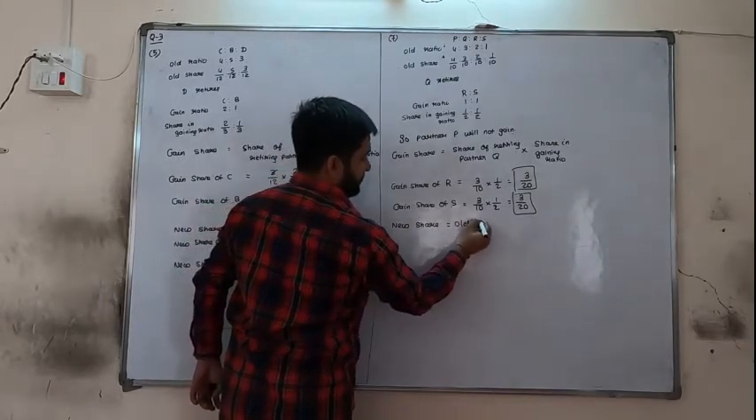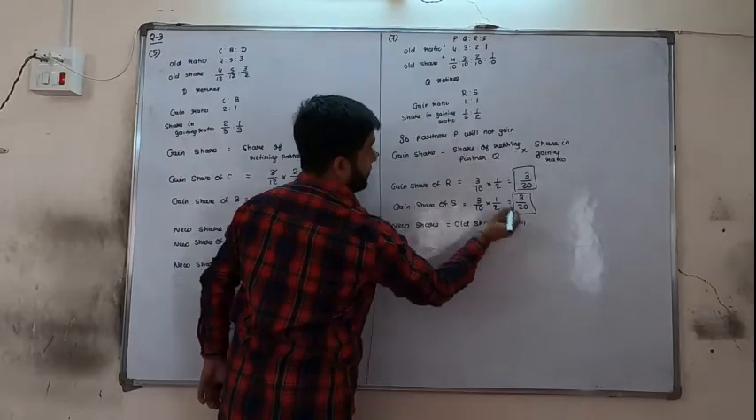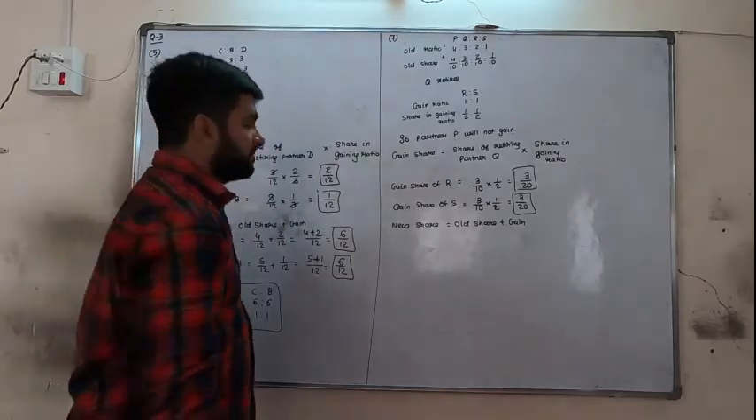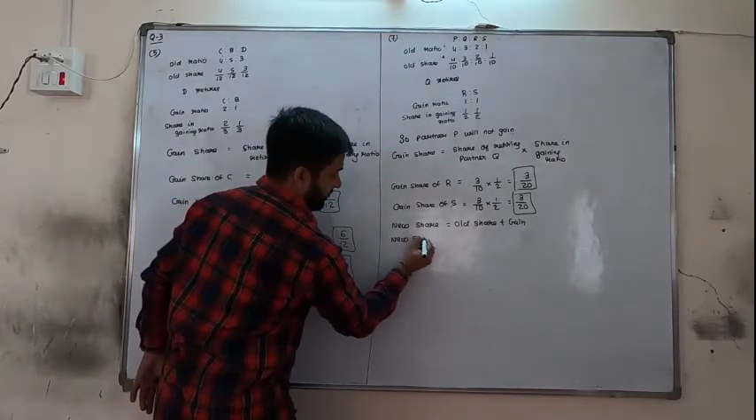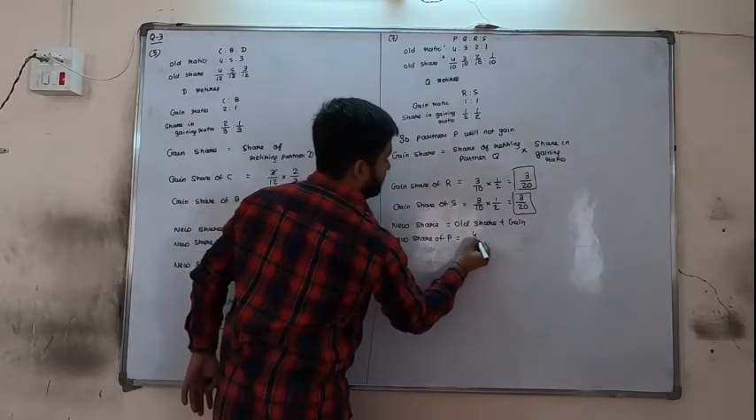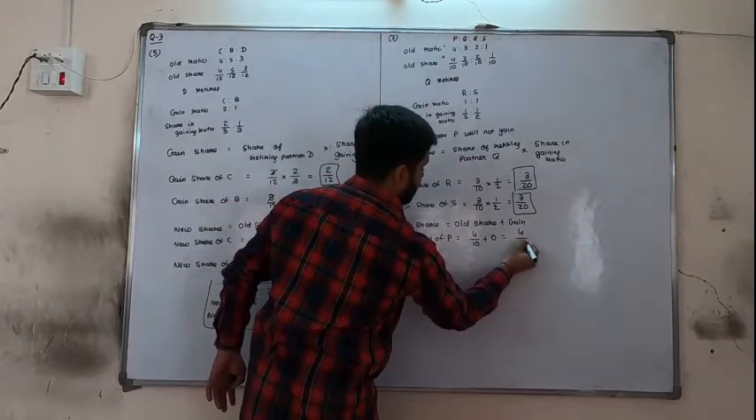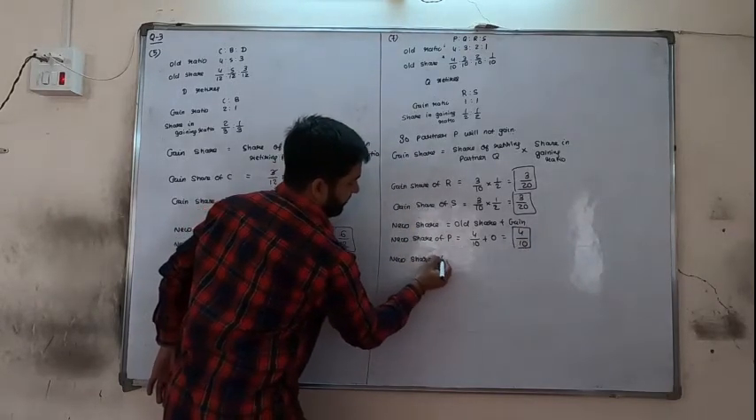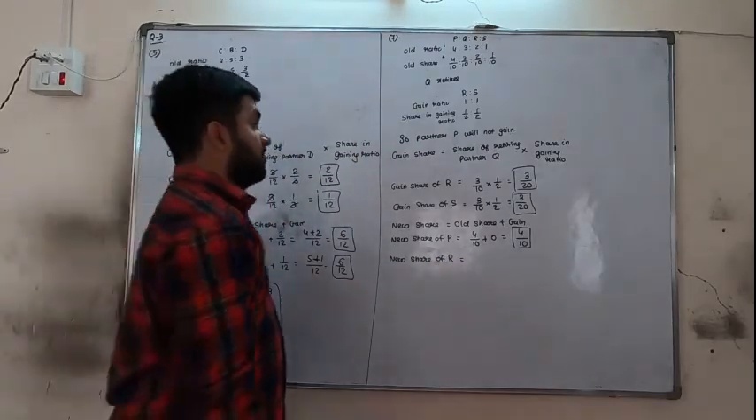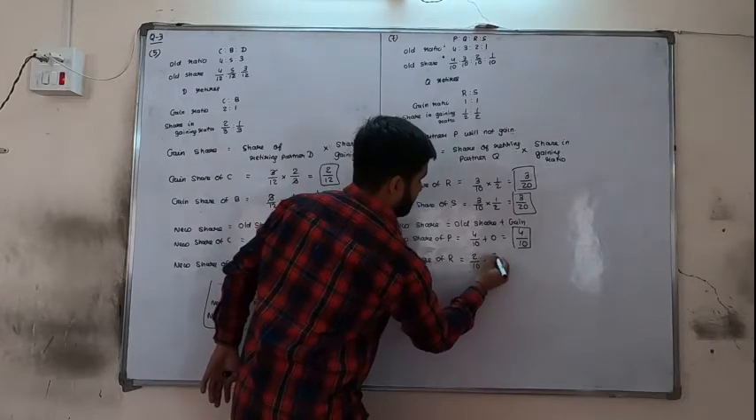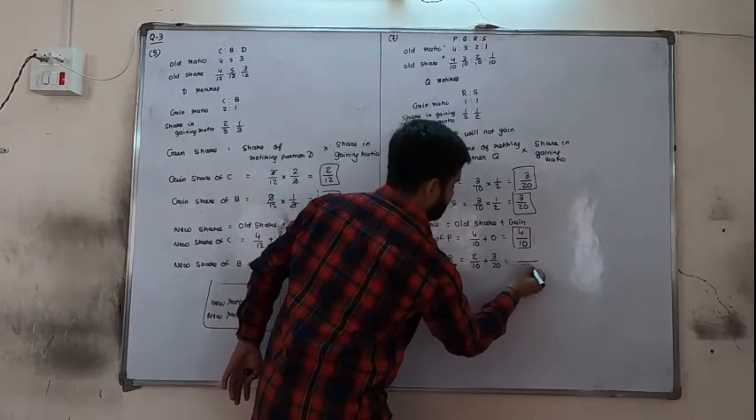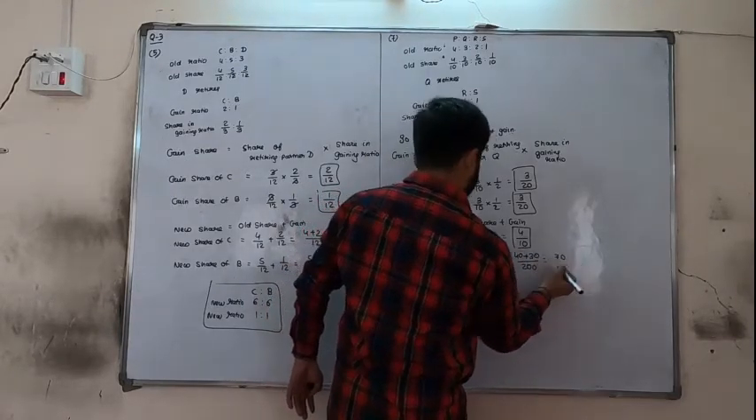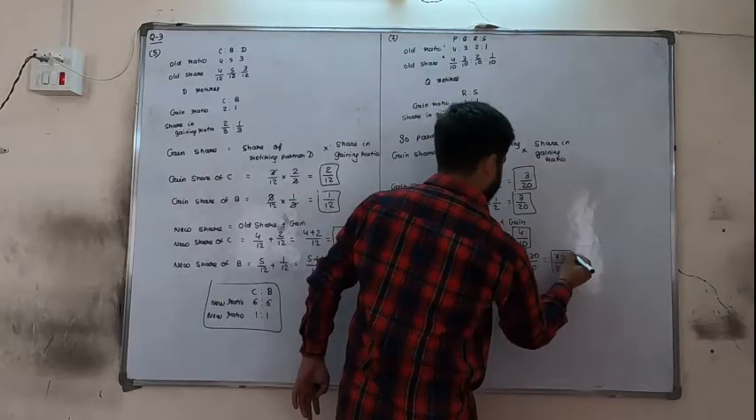New share is equal to old share plus gain. But don't forget Mr. P. We know that P is not gaining, but still we have to write his name. New share of P: old share is 4/10 plus gain is 0, so his share would remain 4/10 only. Then new share of R, because Q is retired. Old share is 2/10 plus gain is 3/20. 20 tens are 200, 20 twos are 40, 3 tens are 30, so 70/200.